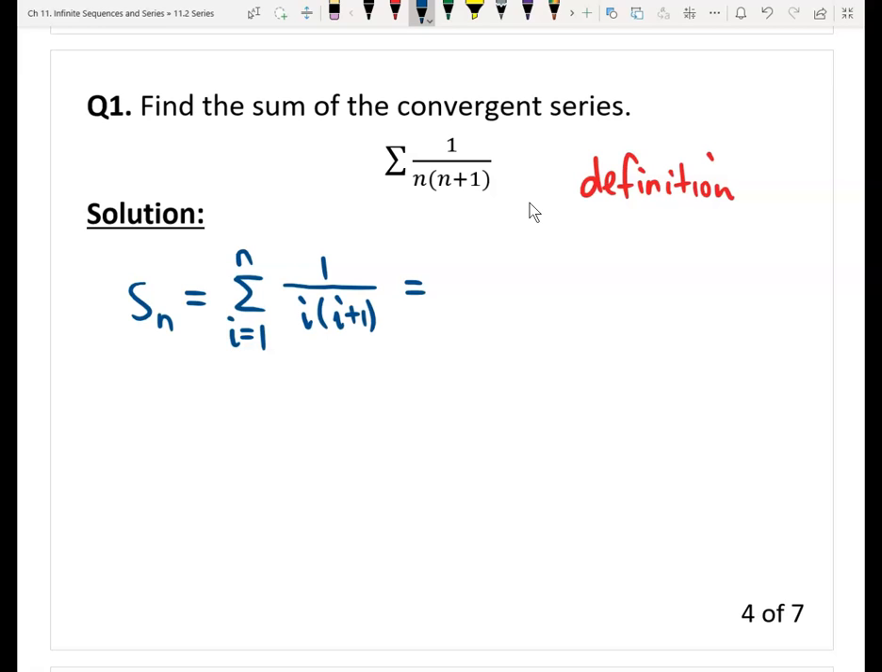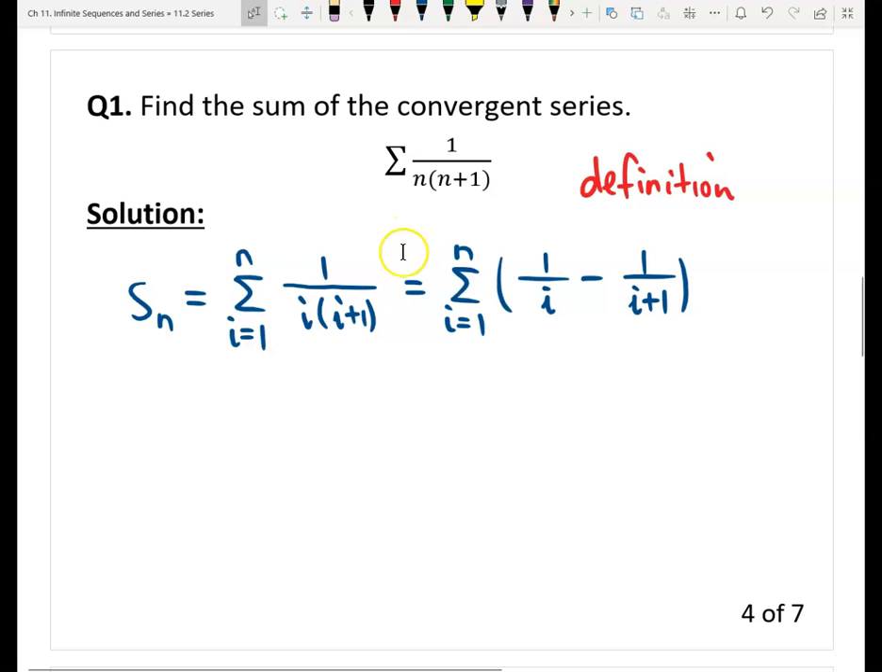How to do it? We have to break down this fraction, and it's easy to break down. i from 1 to n, and if we break it down, it is 1 over i minus 1 over i plus 1. We can go verify. This term together is the denominator, and then this term on the top minus this term, i plus 1 minus i, of course is 1, right? They are the same.